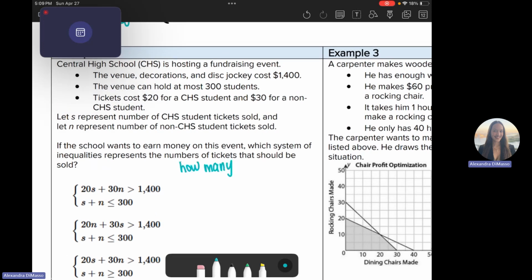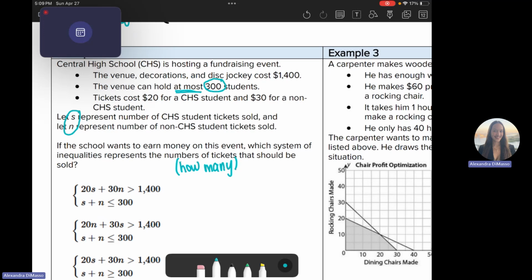And so what I'm going to do is go through and just highlight all the information that is about how many. So the venue can hold at most 300 students. The rest of these are prices. The only other piece I see is definitely my variables. They've already defined my variables for me. So I can already write my first inequality or equation just based on that information.